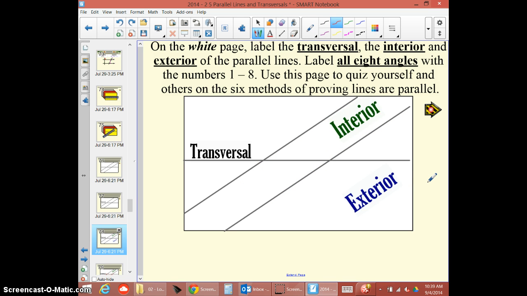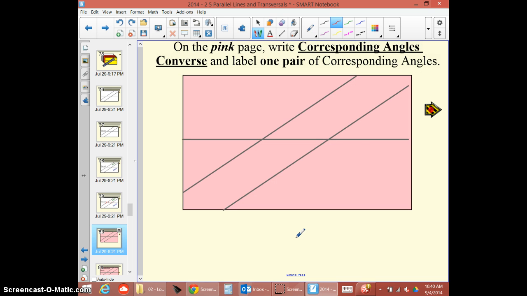Then you write transversal, interior and exterior on the first page. That will help you remember. Interior is between, exterior is outside. Transversal is the ribbon cutting across. Label your numbers. This is good for quizzing yourself. If you have just this page alone, quiz yourself on it.